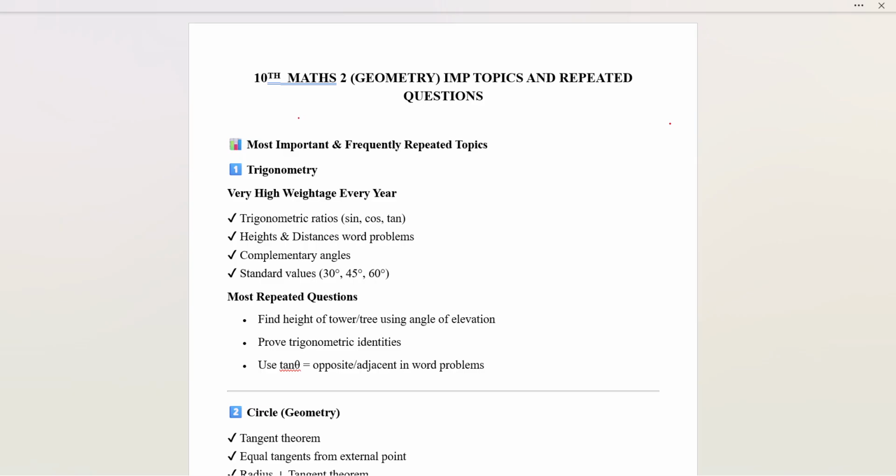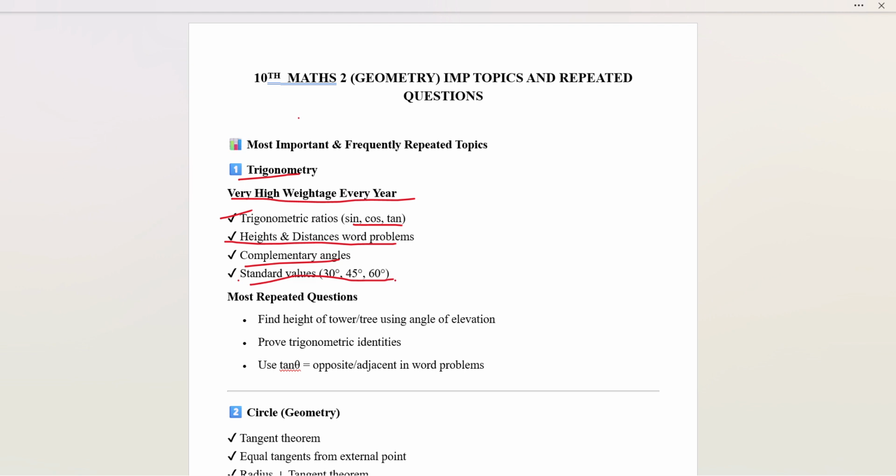From the trigonometry topic, there is very high weightage every year. Because of that, they ask questions like prove that, or find the solution of an equation, etc. First is trigonometric ratios, sine, cos, tan, so prepare those ratios. Next is height and distance word problems. Next is complementary angles. And fourth is the standard values of 30 degree, 45 degree and 60 degree.